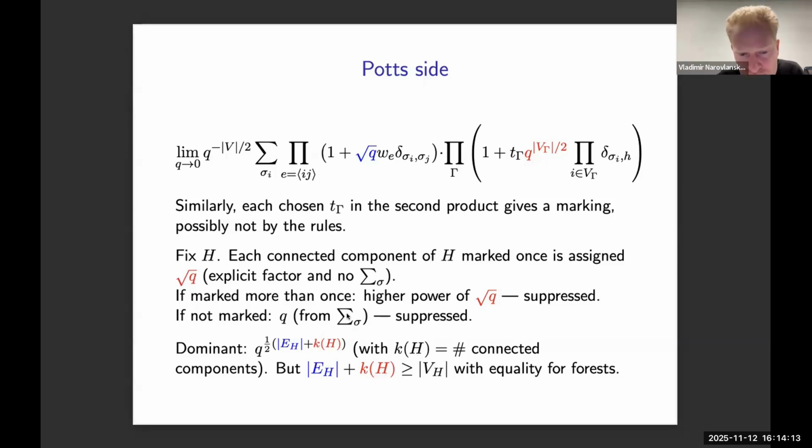So now what you get is that here the factor of q to the V_h over 2. V_h is the same as V, right? Because as we said, h is spanning, so it includes all the vertices. It's just going to cancel this factor. That's why we had this factor here.